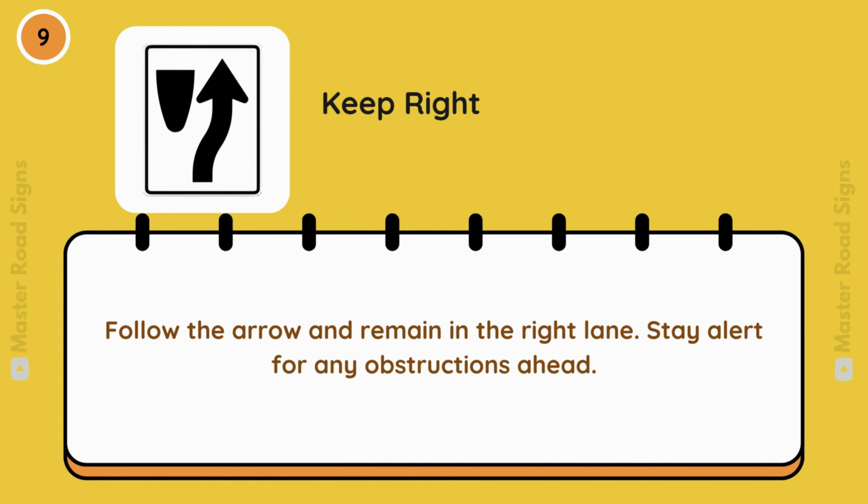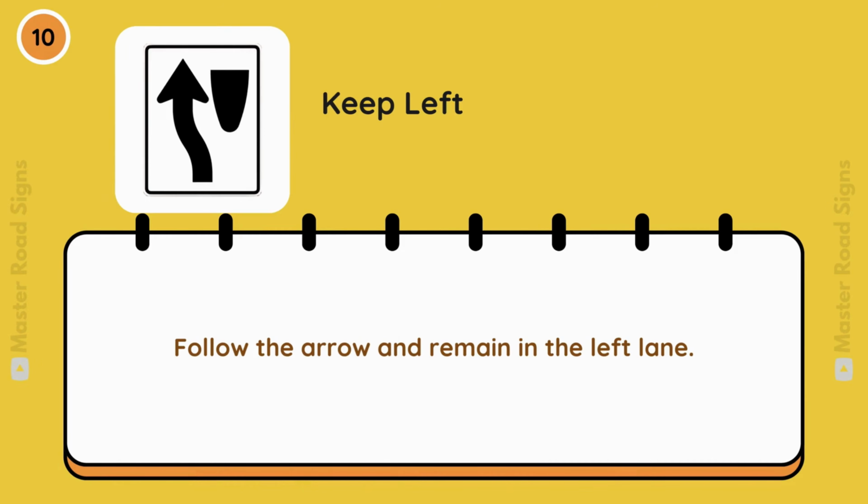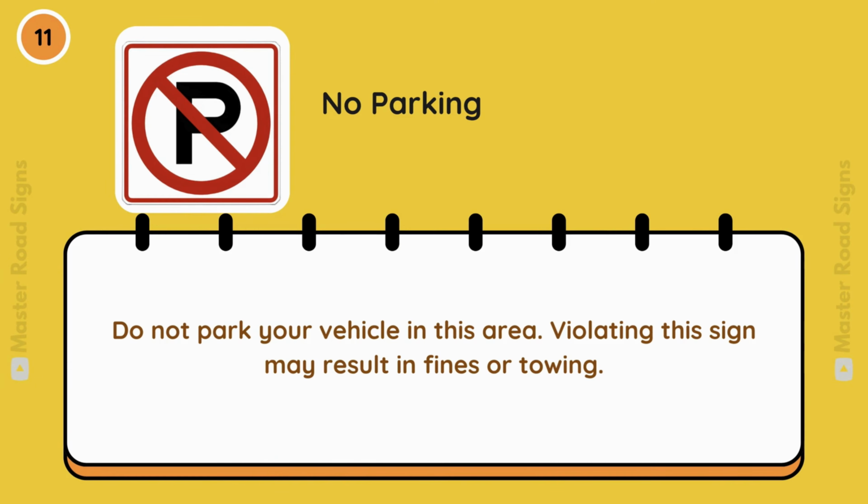Keep right sign. Drivers should follow the arrow and remain in the right lane. Stay alert for any obstructions ahead. Keep left sign. Drivers should follow the arrow and remain in the left lane. No parking sign. Drivers must not park their vehicle in this area. Violating this sign may result in fines or towing.